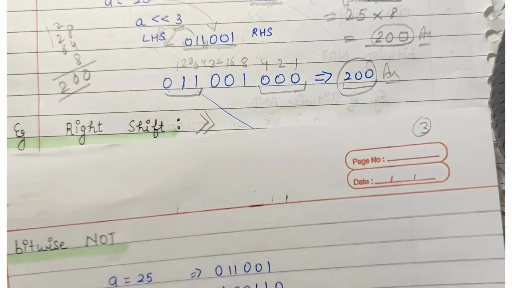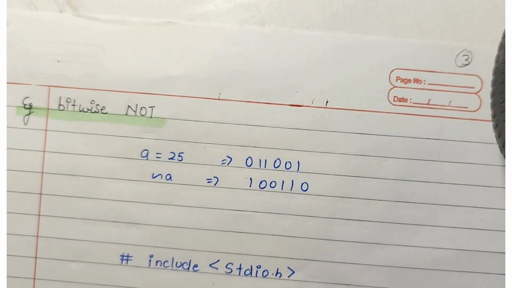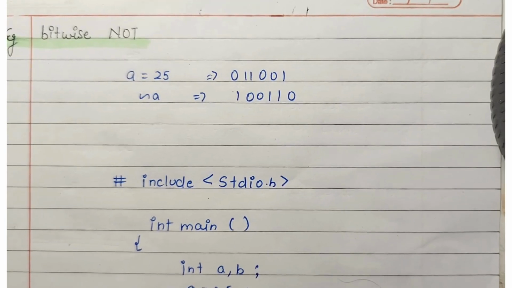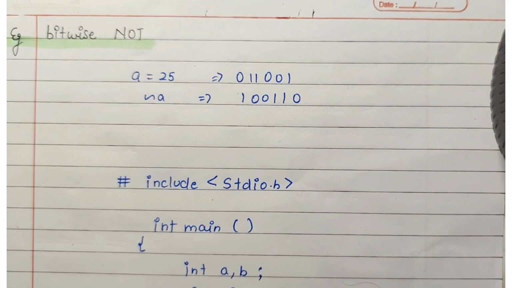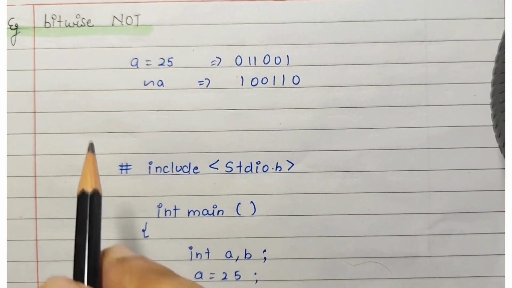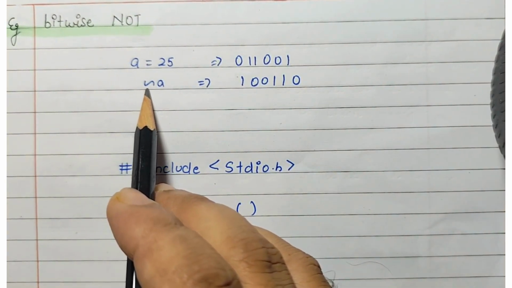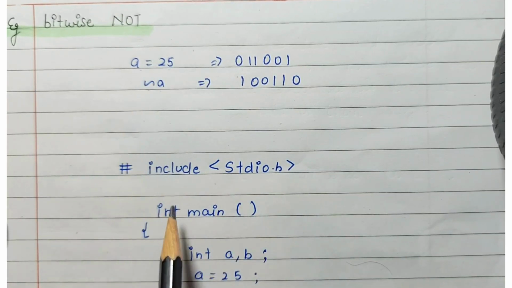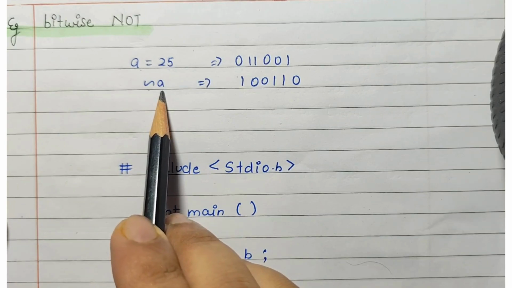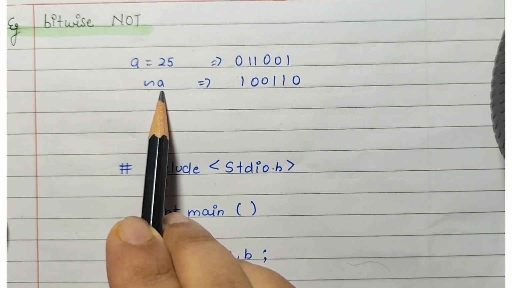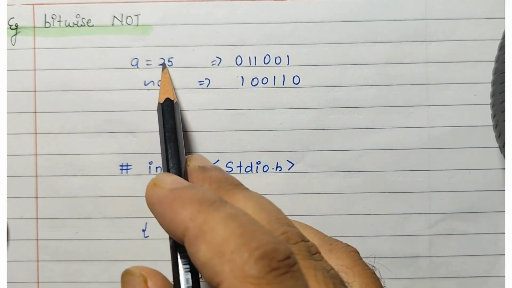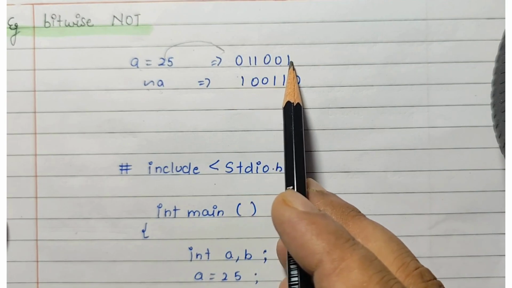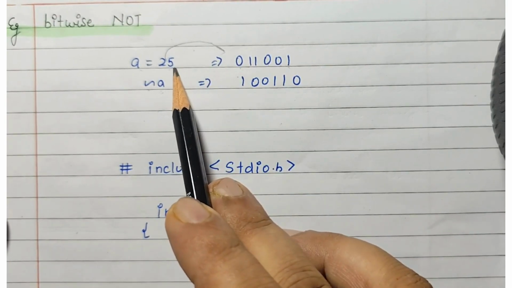So now we move to the last operator, that is the bitwise NOT operation. In bitwise NOT, tilde is the symbol used. A has the value 25. So which type of operator is it? This one is a unary operator because only one operand is required. First I convert 25 into binary representation, 011001. This is the binary representation of 25.